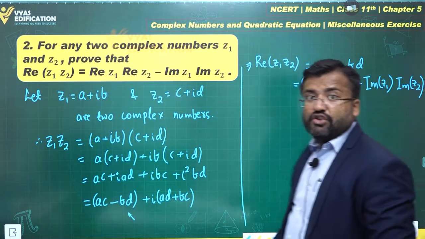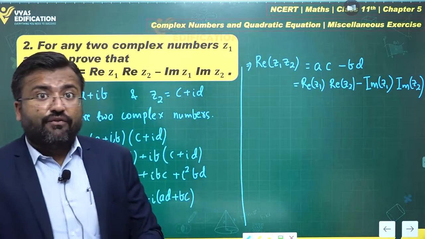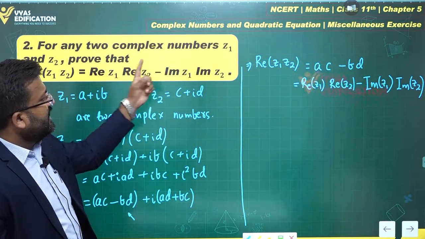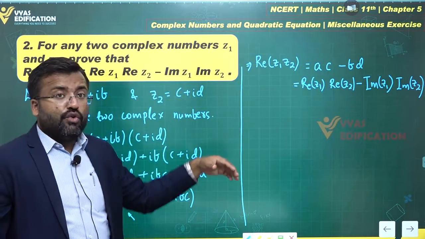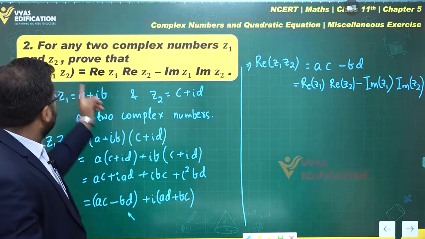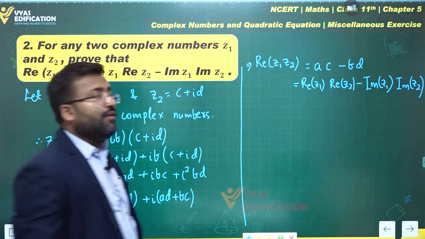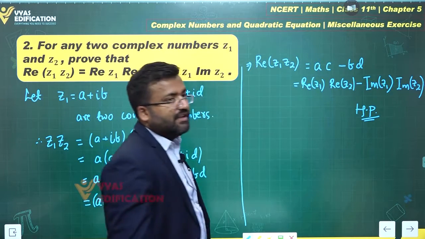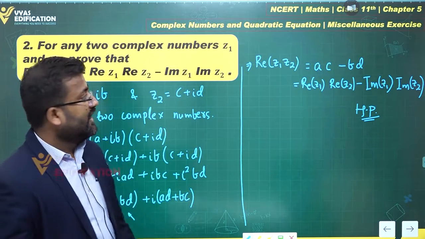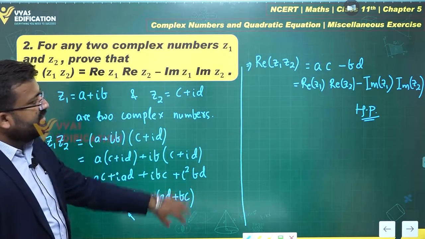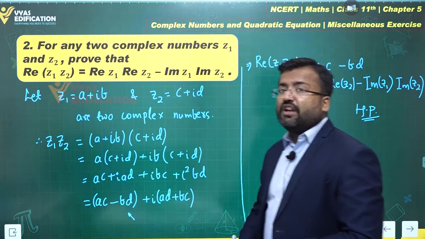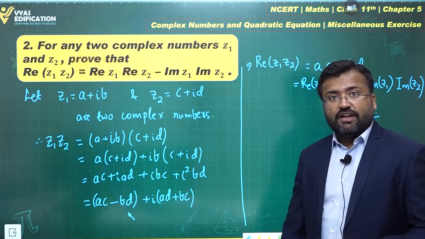So the real part of z1 z2 for any two complex numbers is equal to real z1 times real z2 minus imaginary z1 times imaginary z2. This is true for any complex numbers, and this is what we were supposed to prove. And yes, we have proved this result. So for any two complex numbers, we have proved the given identity. That is the final solution for this particular question.